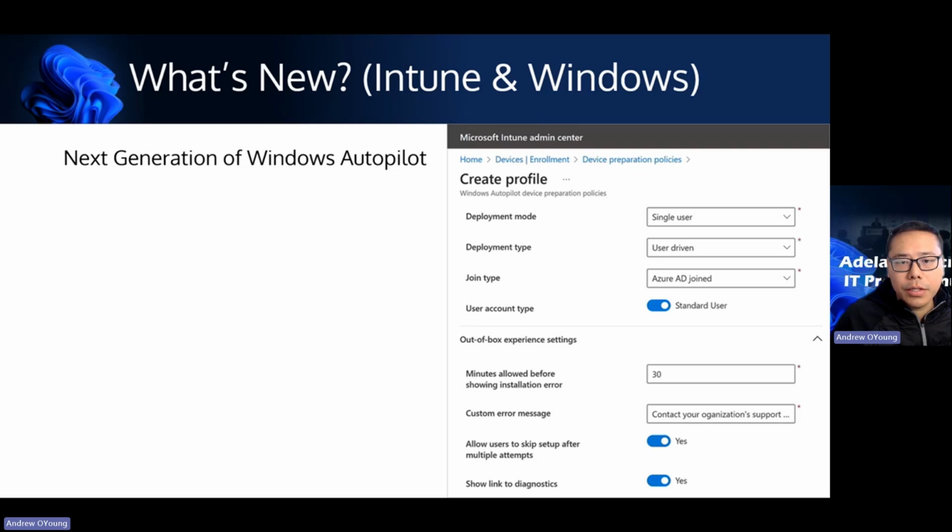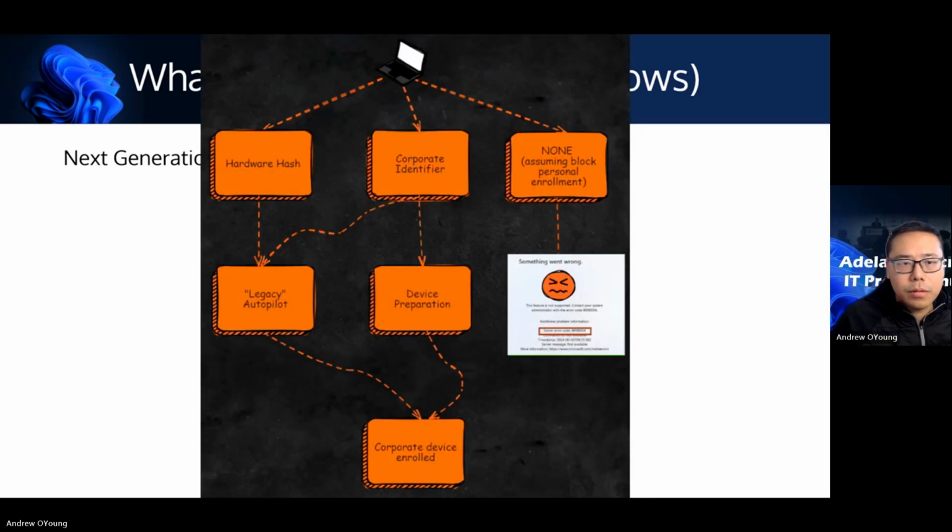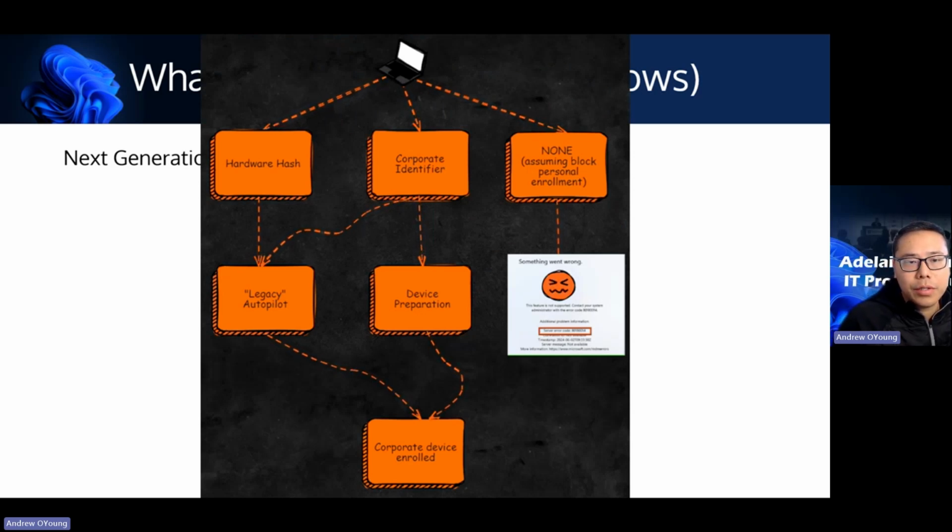So here's a quick animation from Jose Shinadi, just giving you a quick overview of how that process works. If it's a personal device, rather, it won't get enrolled in any way, but depending on if it's got a hardware hash uploaded or not, it will follow down either the legacy path or this new device preparation path to get you to the same place.